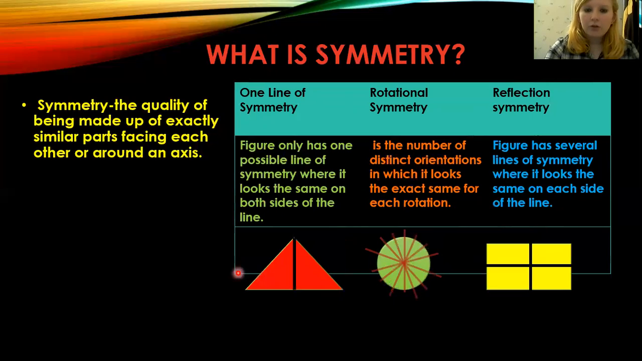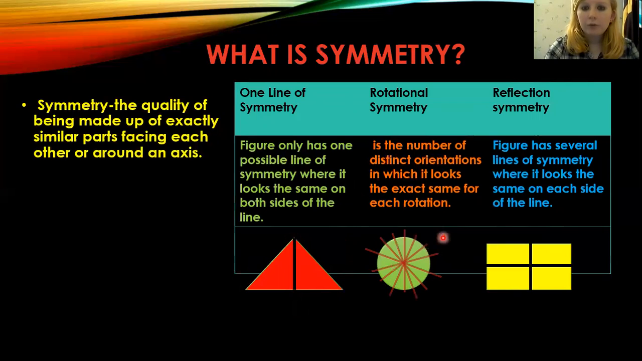So this triangle would only have one line of symmetry, because when you fold along this line, it'll look exactly the same on both sides. But it does not have a horizontal line of symmetry, because if you fold this point over the horizontal line, it will not look the same.